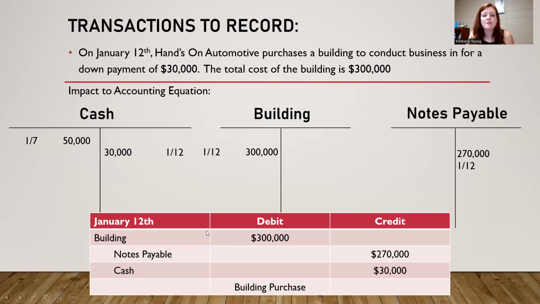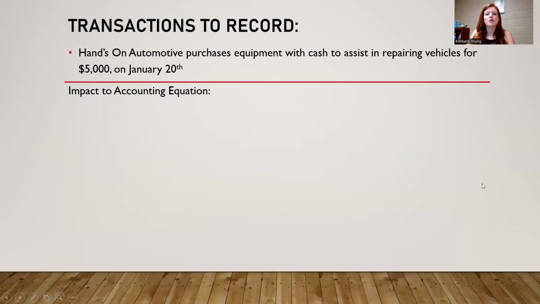And we see in this journal entry, it's got 3 different accounts that it touches. We have a debit to building for the $300,000. We always start with the debits. Then we have 2 credits. We credited notes payable for $270,000, credited cash for $30,000. It didn't matter if we put cash first or notes payable first, just as long as the debits come first and then the credits second. All right, and then we just put the generic building purchase on this one.